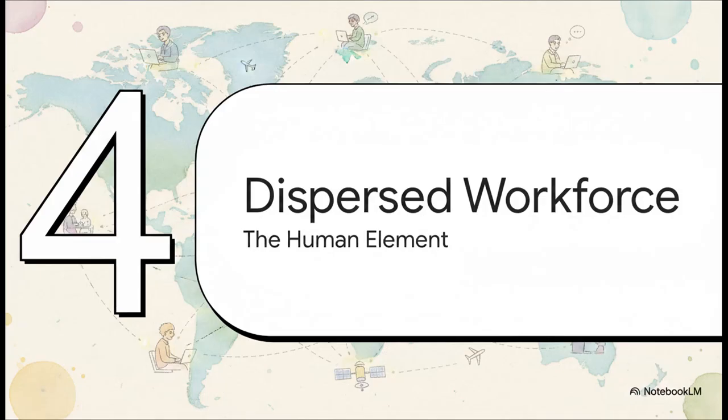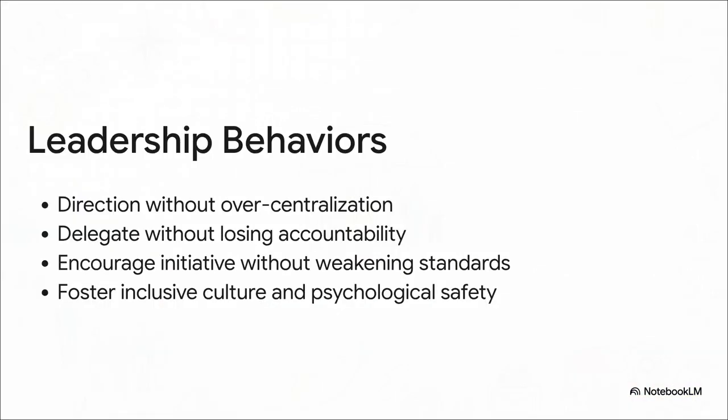Let's move into Part 4, Leading a Dispersed Workforce. This is all about the human element. You can't execute that high-wire diplomacy without a massive human engine behind the scenes. And the leadership behaviors required here are full of these fascinating, tricky contrasts. The director has to provide clear direction, right? But without micromanaging or creating a bottleneck. They need to delegate authority, but without losing ultimate accountability. They have to encourage their staff to take bold initiative on the ground without weakening the organization's standards.